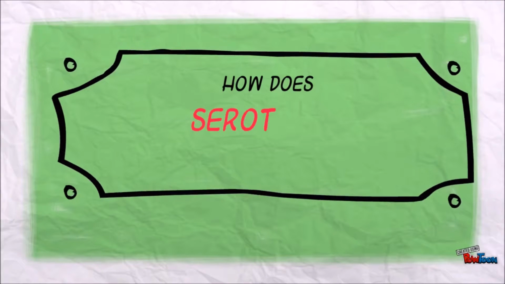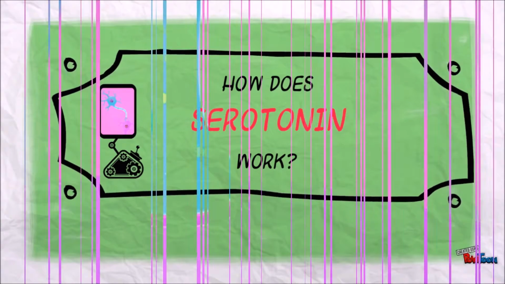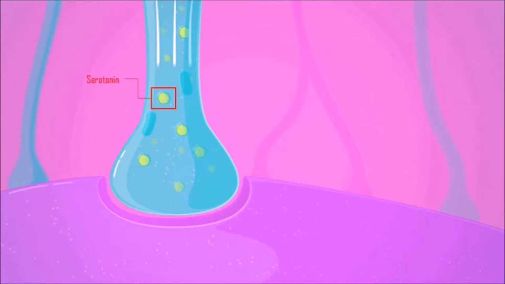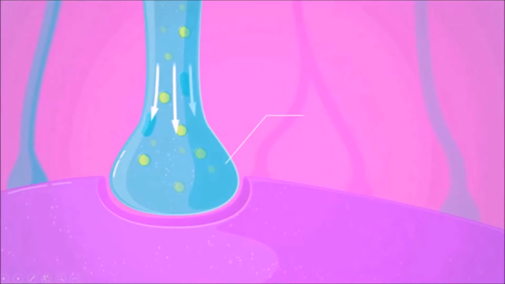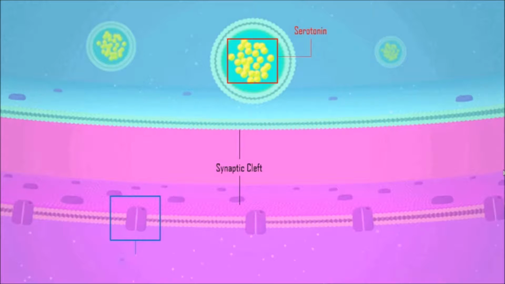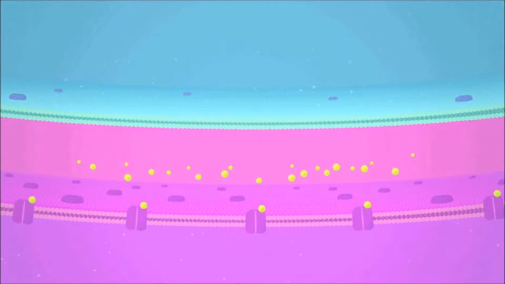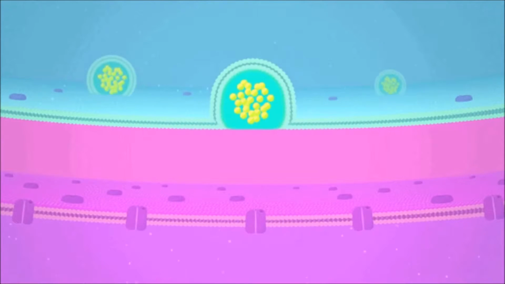How does serotonin work? First, serotonin is transported by synaptic vesicles from the serotonin neuron to the nerve terminal. Next, the synaptic vesicle releases serotonin into the synaptic cleft. Then, serotonin combines with the serotonin receptor for signal transduction.